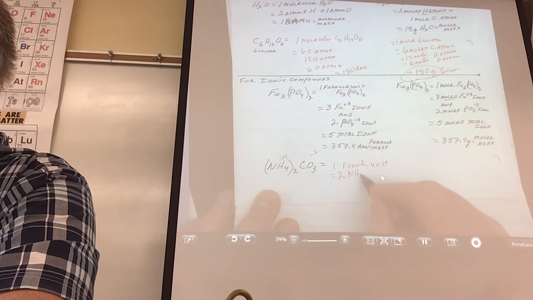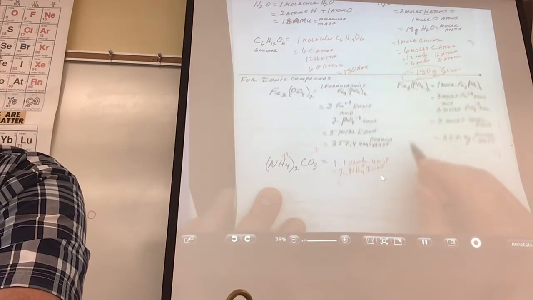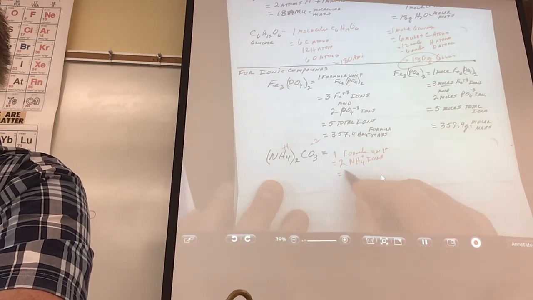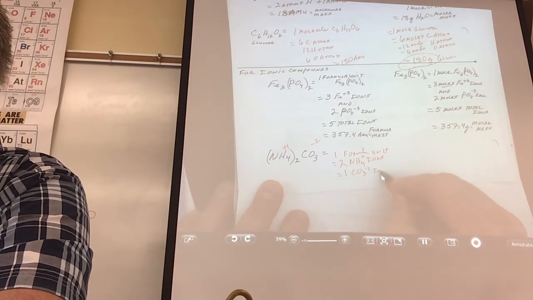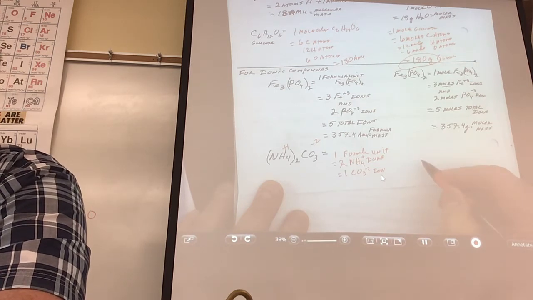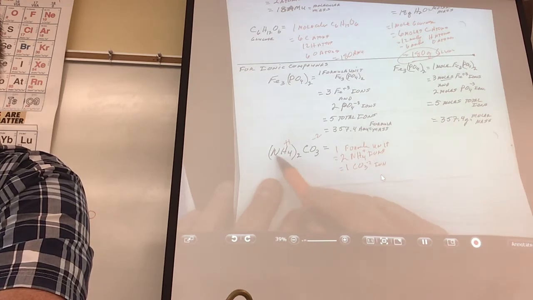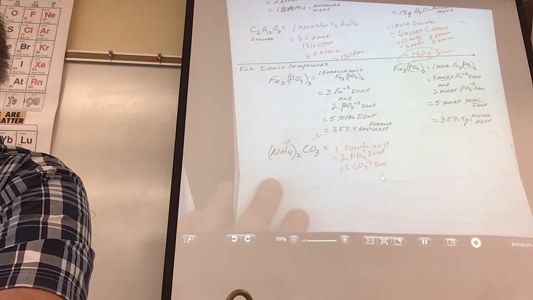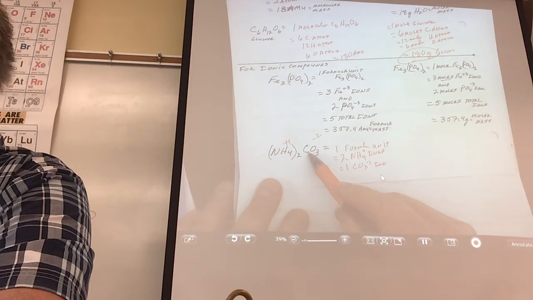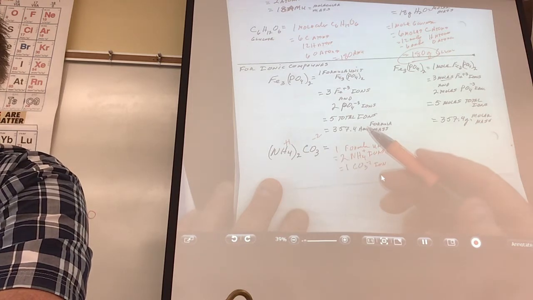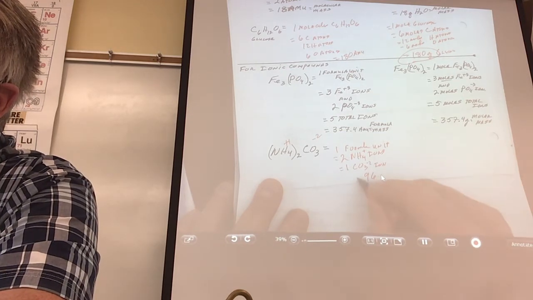Okay, so 2 ammonia, okay? And then 1 carbonate, yeah? Okay? And I don't know this one, but let's help out a little bit, okay? 2 times nitrogen is 28, plus 8, that's 36. 36 and 12, 48. What's 48 and 48? That's 96. Is that right? Okay. 96 what? AMUs. Yes?